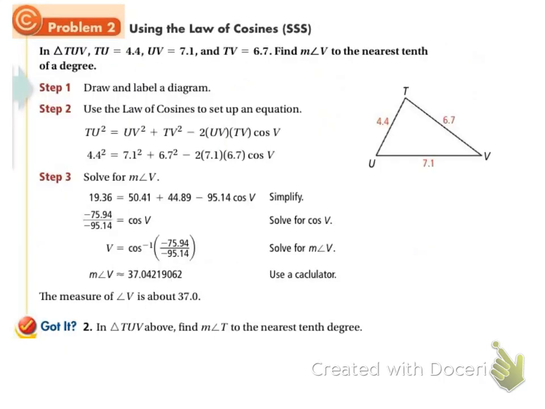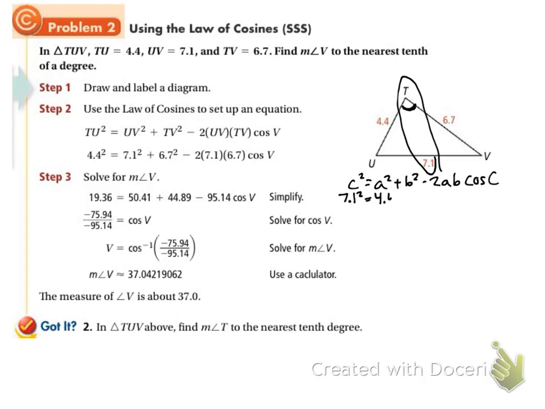Okay, so now we're going to use the law of cosines again, but this time we're trying to find angle T. So we're trying to find this angle. The last question we just did, we were trying to find a side. Now we're trying to find an angle. So I'm going to find my pair again. So this is my pair. So C squared is equal to A squared plus B squared minus 2AB cosine of C. So my 7.1 goes in for my C over here because this is my side.